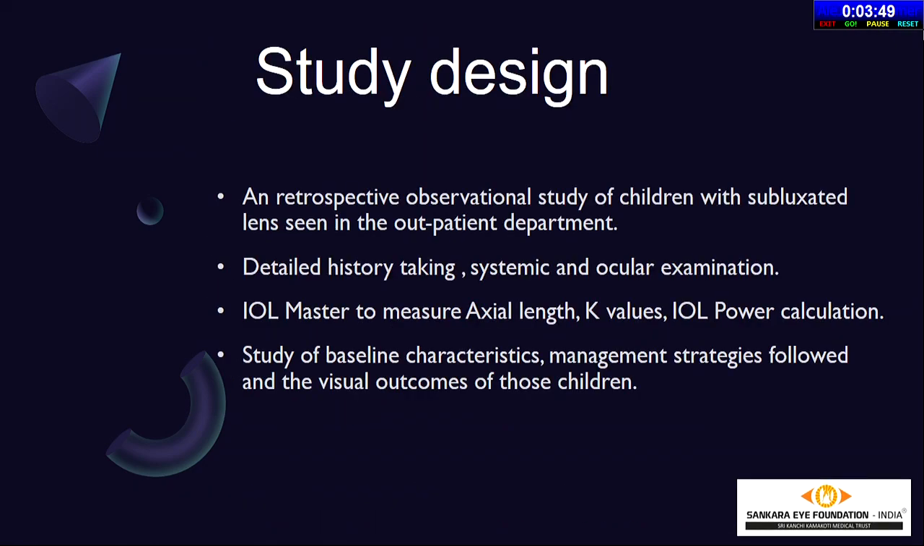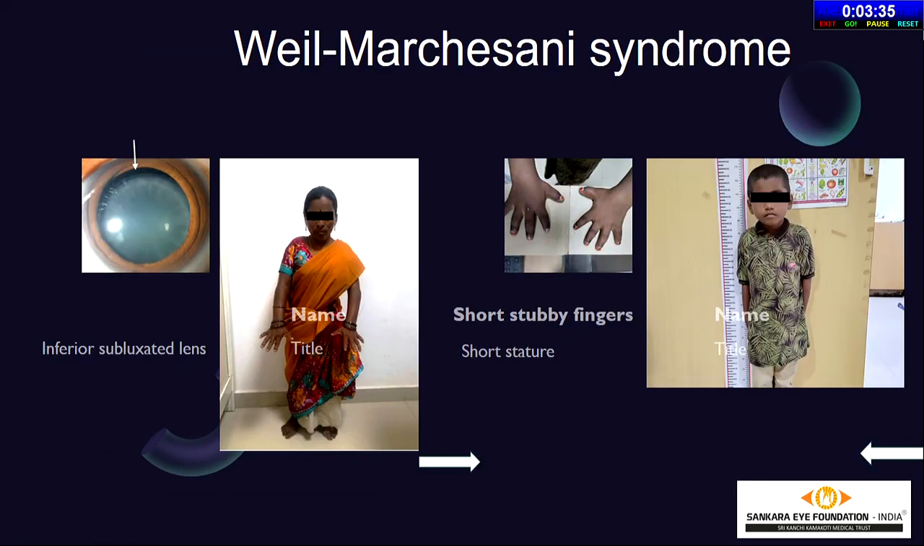So in our hospital, we conducted a retrospective observational study of children with subluxated lens in the outpatient department. All the data related to history, axial length, K values and all were taken from the DMR section of the hospital, and the baseline characteristics were studied.